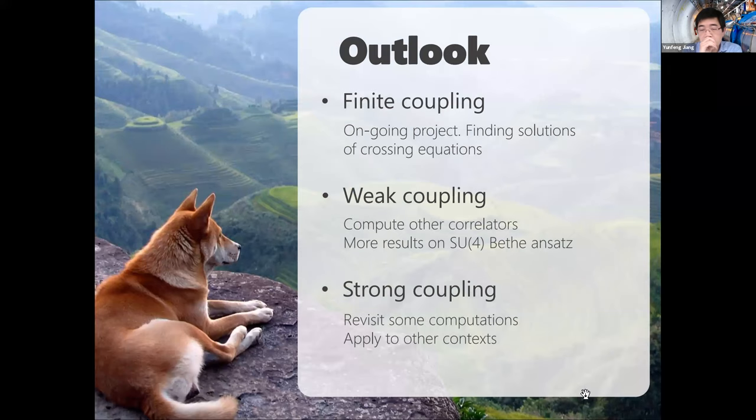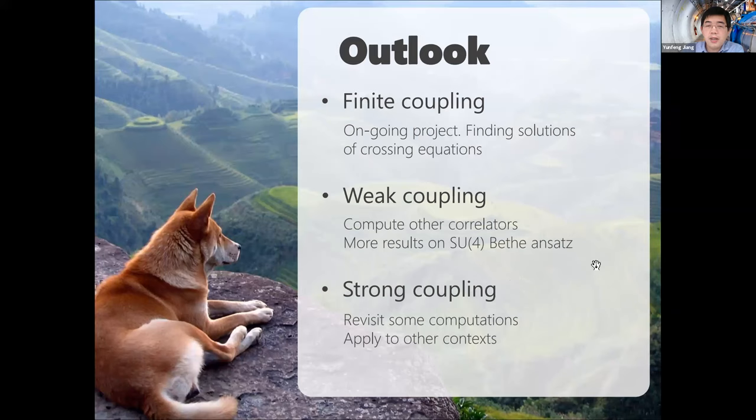Looking ahead, there are a lot of things that we can do, and some of them we are already working on. First is finite coupling. This is an ongoing project with the same authors. One of the things we are now doing is finding solutions of the crossing equations. This is a bit harder compared to the N equals 4 case, because there we really need data. If we have data, we can guess the result much more easily. But now we have less data, so I guess we cannot fix it as easily as in N equals 4. There are also some other technical complications, but in any case, this is the ongoing project.